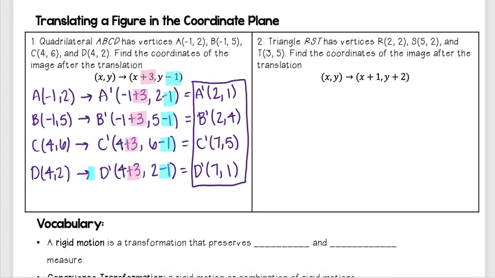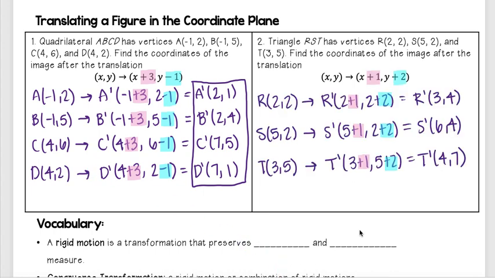Okay, go ahead and pause the video, and I want you to try that next one on your own. Okay, so these are the answers that you should have gotten. You should have gotten that R prime is 3, 4, S prime is 6, 4, and T prime is 4, 7.